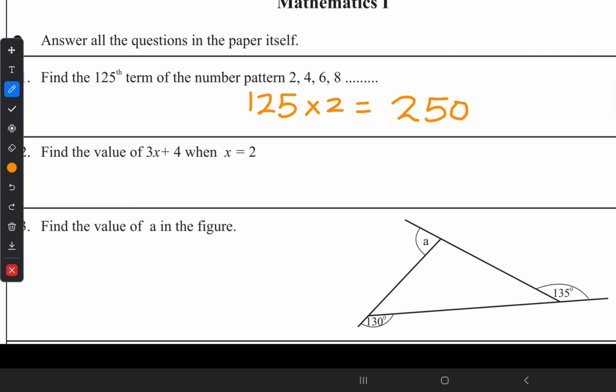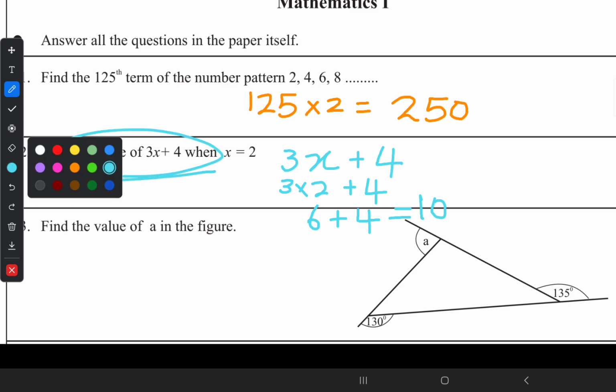Okay, find the value of this equation 3x plus 4 when x is equal to 2. So this is a substitution question. So 3x plus 4, that means instead of writing x we have to replace it, the proper term for this is substitution, with 2. So 3 multiplied by 2 plus 4, so 3 2s are 6, 6 plus 4, that would be 10. So the answer for this one would be 10. Okay, let's see our next question.